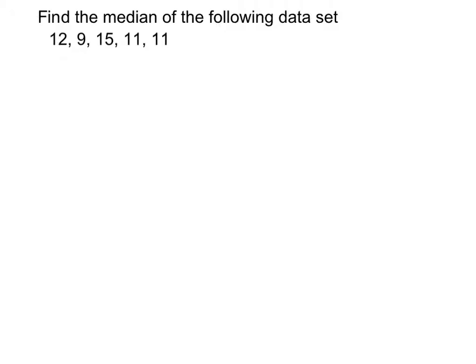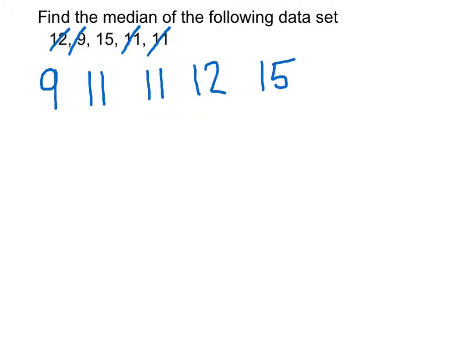So, in this case, the smallest number is 9. Cross that off so we don't use it twice. Then we have 11, another 11, 12, and 15. Okay, step number 1 done.